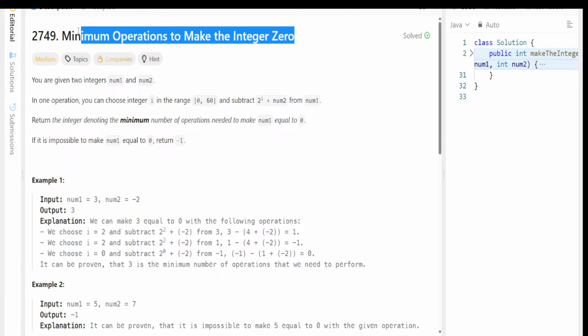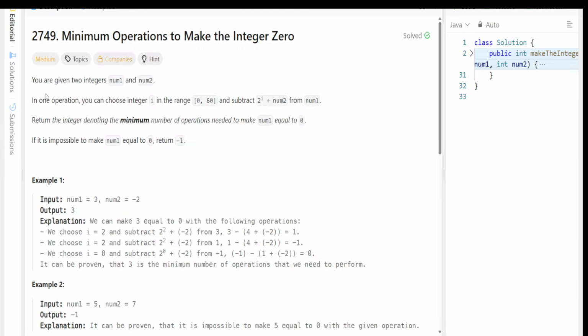This is problem number 2749 from Leetcode, and the question is saying that you are given two integers, num1 and num2. The two integers we have are like x and y. In an operation, you can choose an integer i in the range 0 to 60 and subtract 2 to the power i plus num2 from num1, and return the integer denoting the minimum number of operations needed to make num1 equal to 0. If it is impossible to make num1 equal to 0, return -1. This is what we have given in the example.